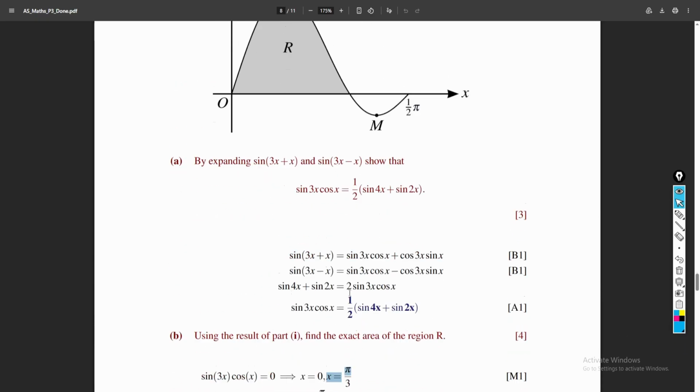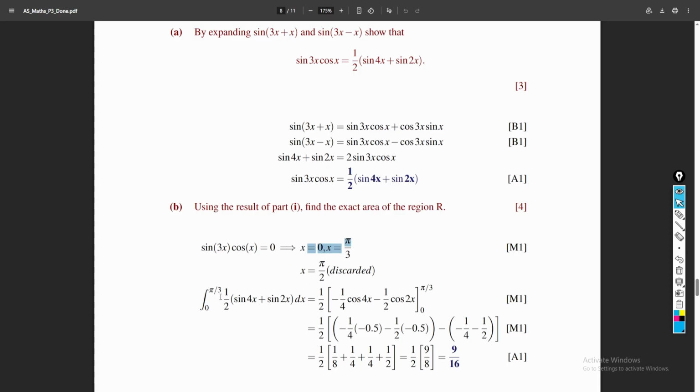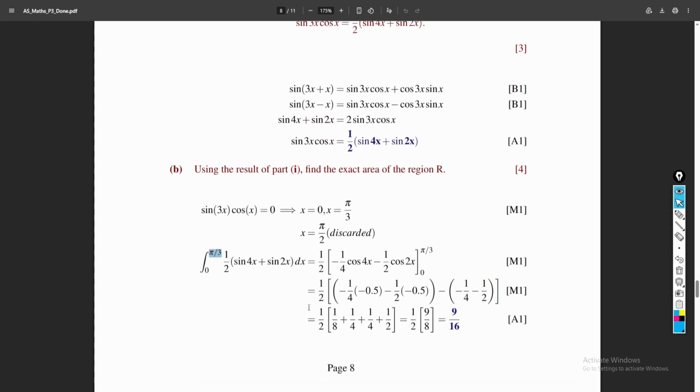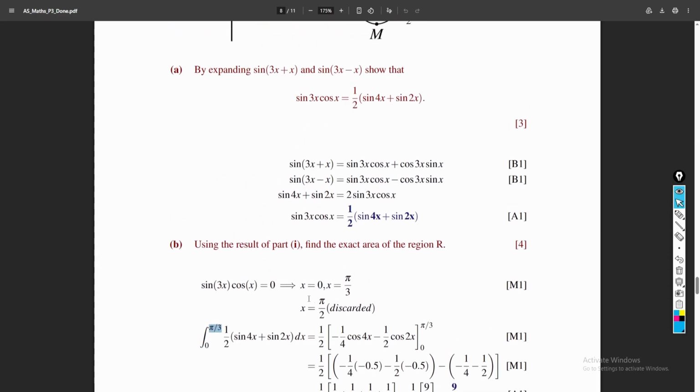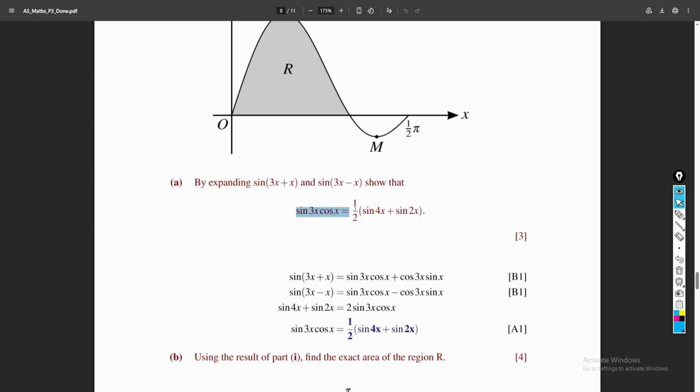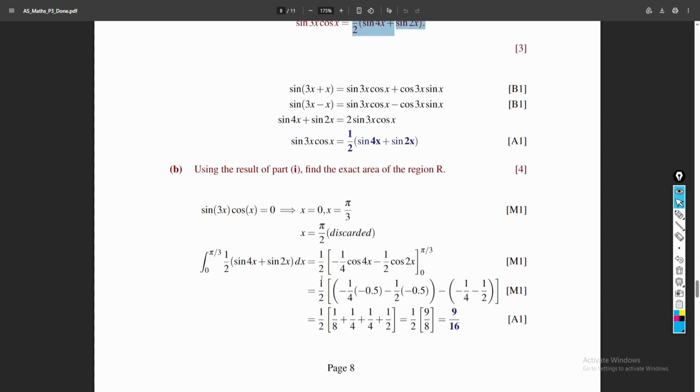So we only use these 2 points, which are basically the limits. Then we want to integrate this equation, and we know it's equal to this, so it's easier to just put this here, and then we simply integrate using the formula. So we subtract and we get the final answer.